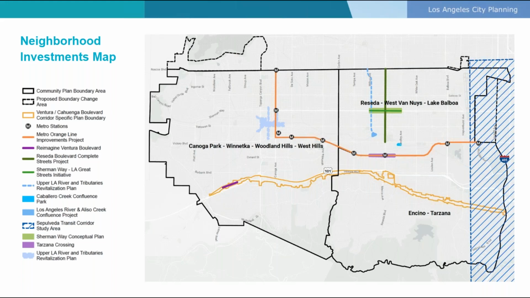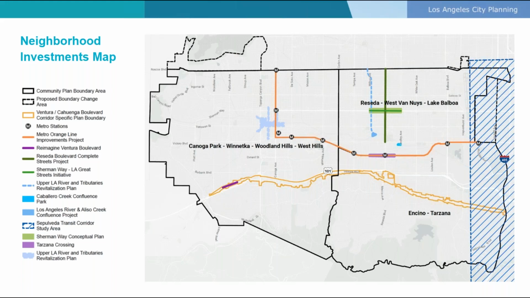In Reseda, we also have the Sherman Way Conceptual Plan. Los Angeles Neighborhood Initiative, also known as LANI, is working in partnership with Los Angeles City Council member Bob Blumenfield to implement the Sherman Way Conceptual Planning Project. The conceptual plan document serves as a guide for the design, development, and construction of physical improvements along Sherman Way. The plan provides a series of improvements, including but not limited to streetscapes, facade design guidelines, and proposed economic development plans.